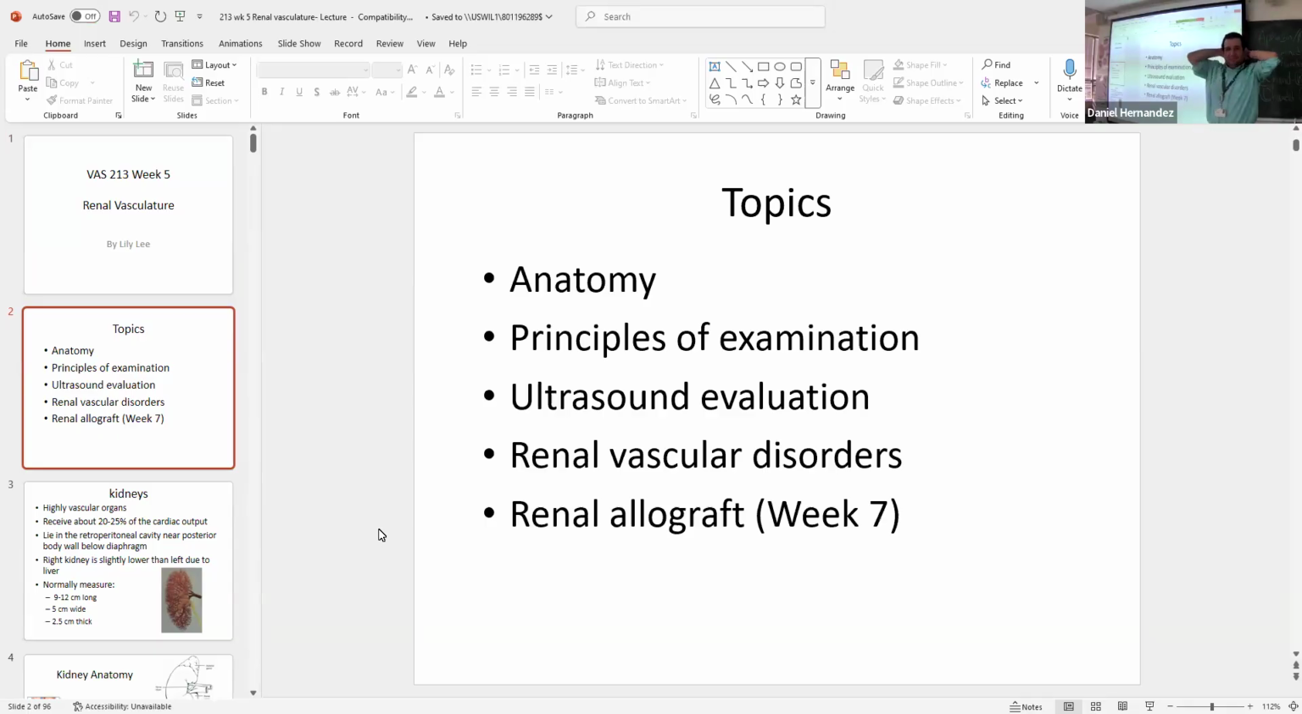Renal vasculature. So we're gonna go over some of the anatomy of the kidney, the vasculature, talk about the ultrasound examinations, the indications, why we do them, and then some renal vascular disorders that we might encounter. Next lecture is gonna be talking about renal transplants and allografts.